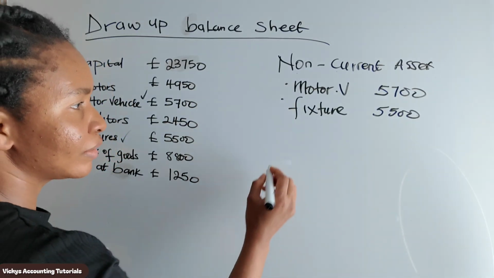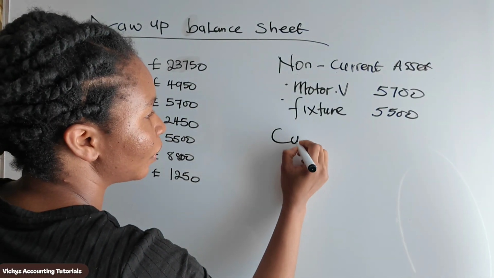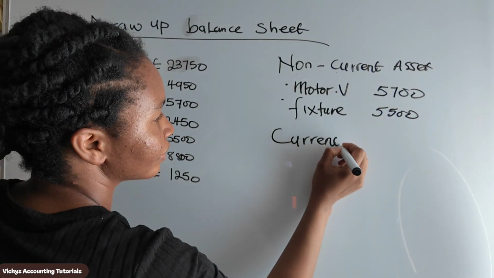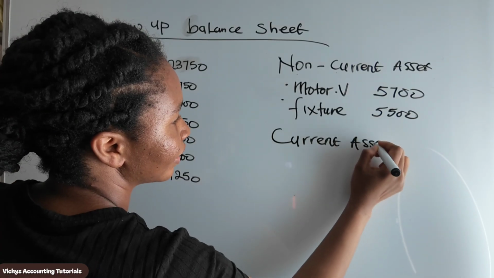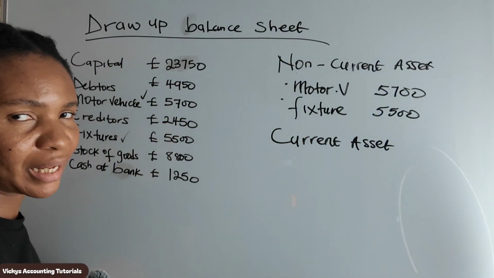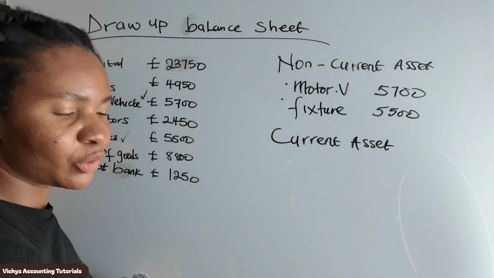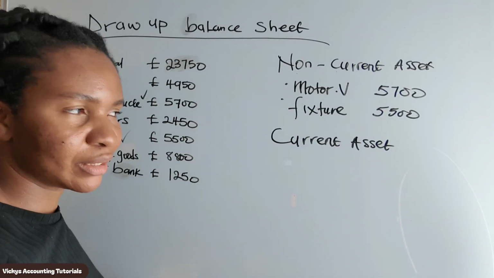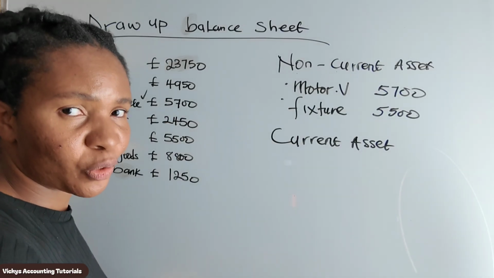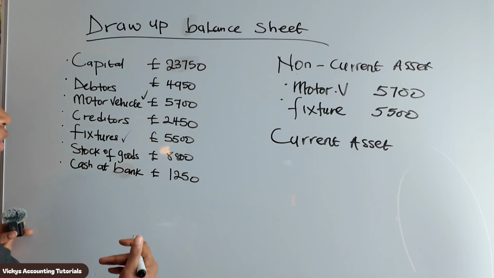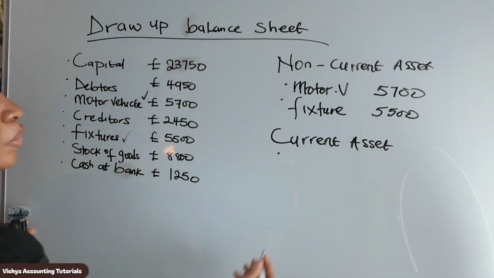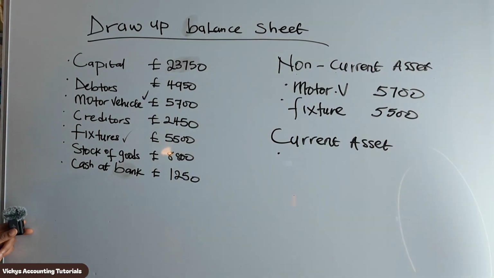Okay? So now we have to write up current assets. These are, just as the name implies, current. They can be turned into liquid cash easily, or they are cash on their own. So based on this list, what are current assets here?